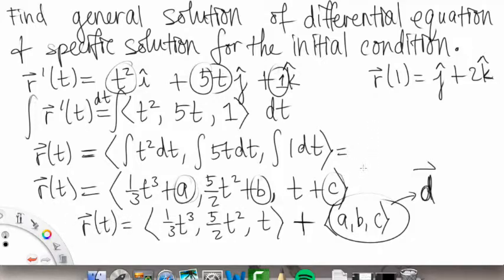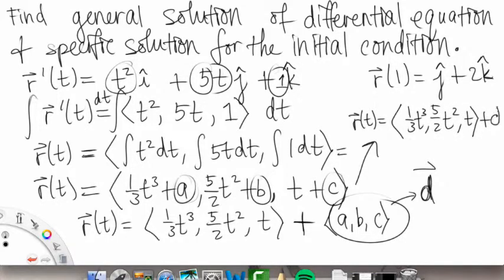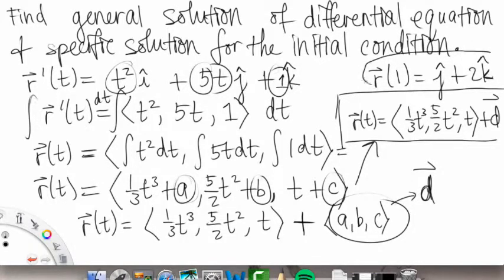So this is our general solution here. A simpler way of writing it is r of t is equal to 1 over 3 t to the third, 5 over 2 t squared, t, and then plus this constant vector d. So this is our general solution, the first part here. And now all we have to do is take into consideration what I'm going to circle next, which is our initial condition. I'll write this on the next slide so we can continue from there.